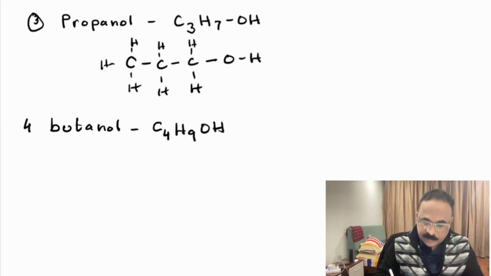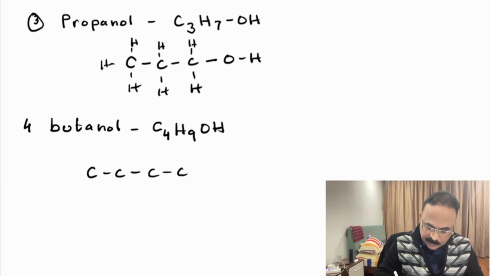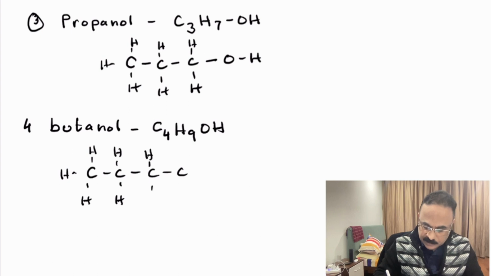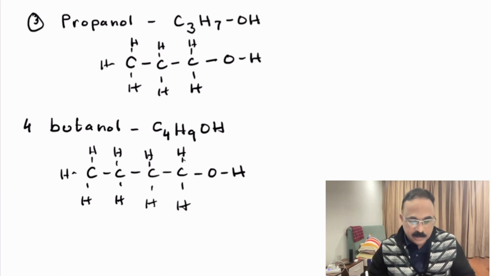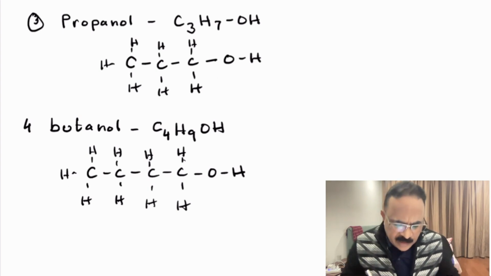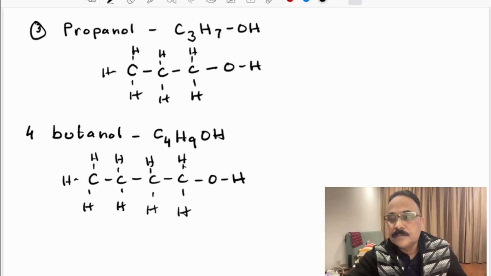All right, and then let's draw the structure of it. How many carbons are there? 4 carbons. So let's draw that, C4 carbons, and then we have hydrogen: 1, 2, 3, 4, 5, 6, 7, and 2 more, 8 and 9, and O single bond H. So there is butanol. So these are the 4 examples of the alcohols.